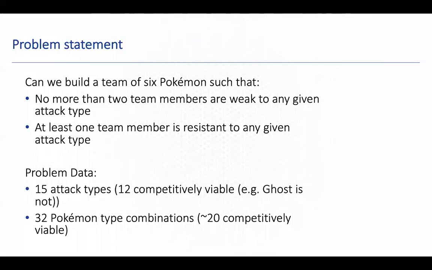And the data is that in Generation 1 Pokemon, there were 15 attack types, although only 12 were reasonably used, and 32 type combinations, of which 20 were generally used in play. So this is giving us a sense that we do have, as you'll see, a pretty good number of variables, which is going to affect how the problem runs on our software and the quantum computer.